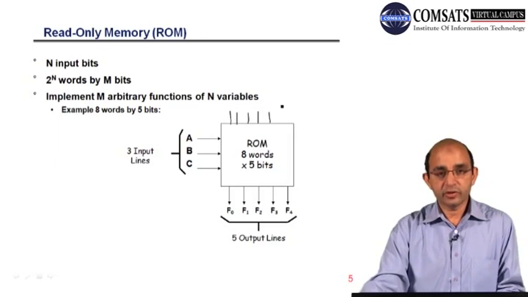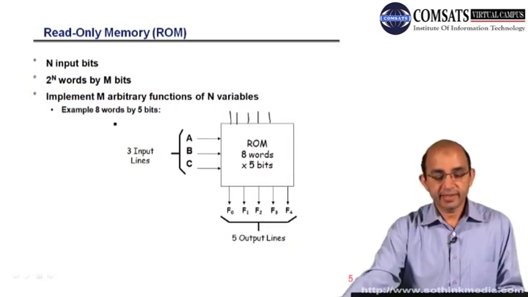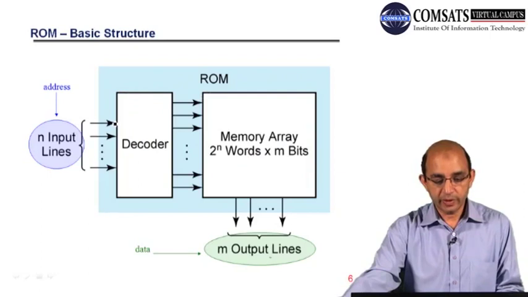If we talk about the upgradation, normally this is not mentioned because we take it as read-only memory, ROM. That's why we normally do not mention the input lines, because we consider that it's only read-only memory. So here n input bits, 2 raised power n words by m bits. We can address 8 distinct words, 5 bits each. The length of each word is 5 bits.